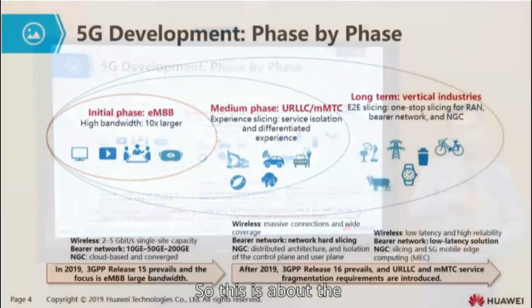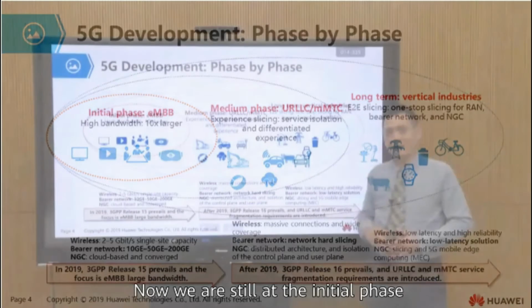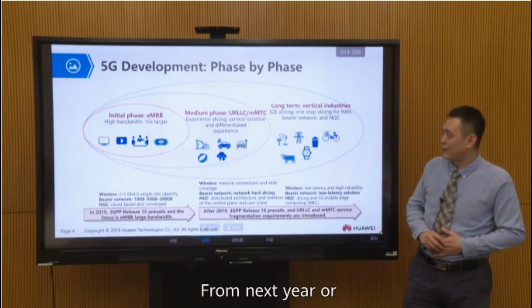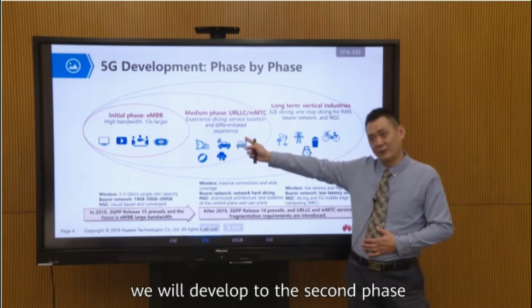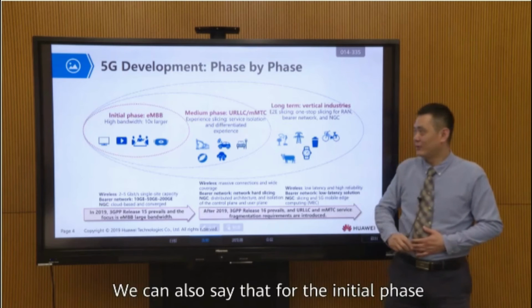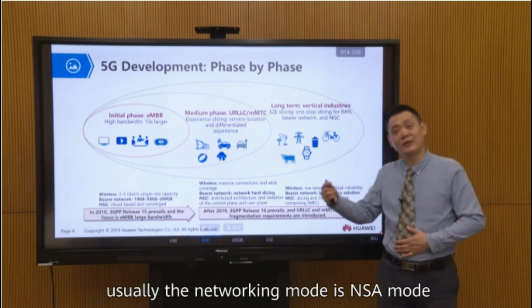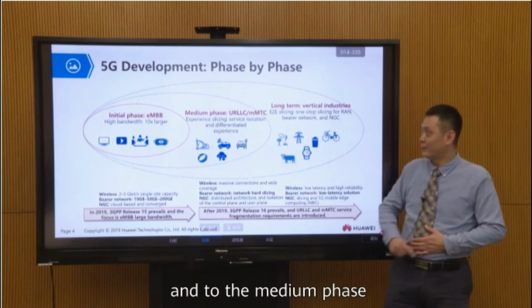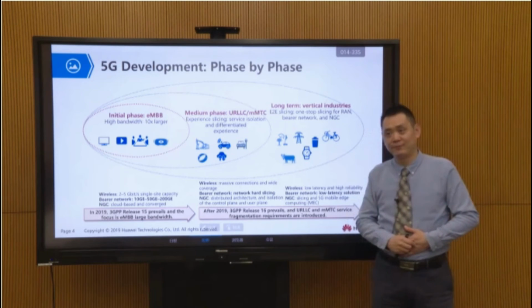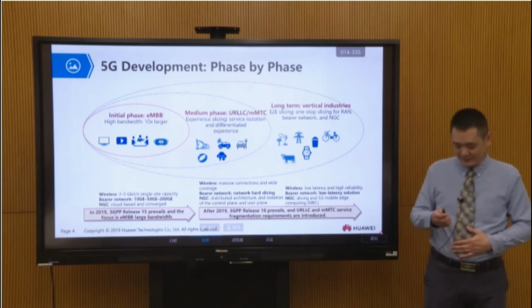Okay, so this is about the development phase of the 5G, okay, 3 phases. Now we are still at the initial phase, okay? And from next year, we will develop to the second phase, okay? So we can also say that for the initial phase, usually the networking mode is NSA mode, okay? And later we will evolve to SA mode and to the medium phase. Okay. So this is about the development step of 5G.